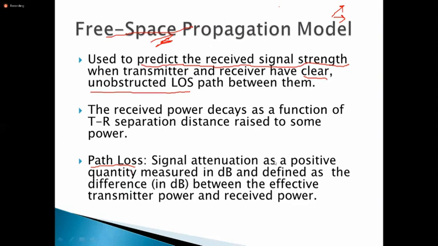හරිද? එතකොට path loss කියන්නේ මොකක්ද? The signal attenuation කියන්නේ power එකේ අඩුවීම. Signal attenuation as a positive quantity measured in dB and defined as the difference in dB between effective transmitted power and received power. So we will do this and you will understand once we continue the lecture. දිගටම කරගෙන යද්දී ඔයාලන්ට තේරෙයි මේක කියන්නේ මොකක්ද කියලා.